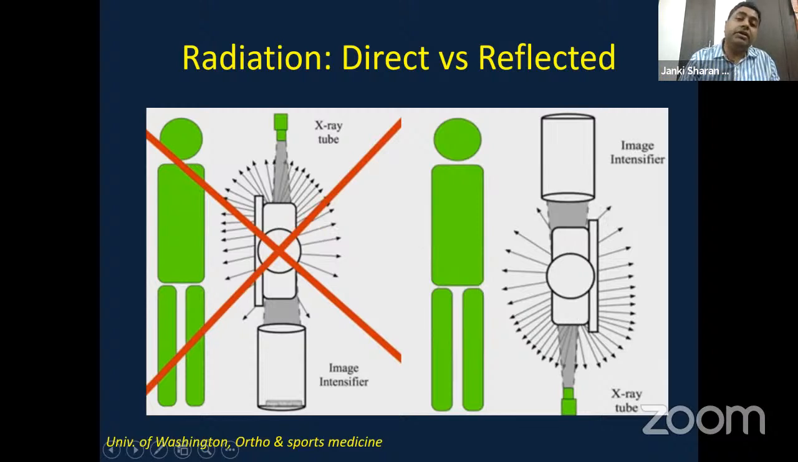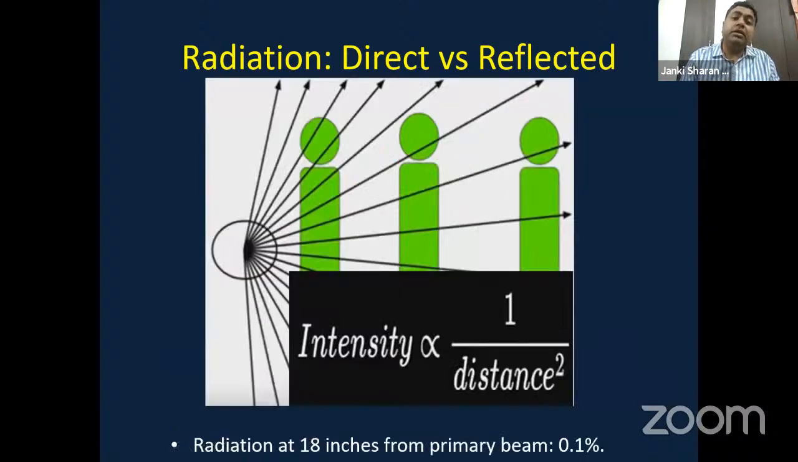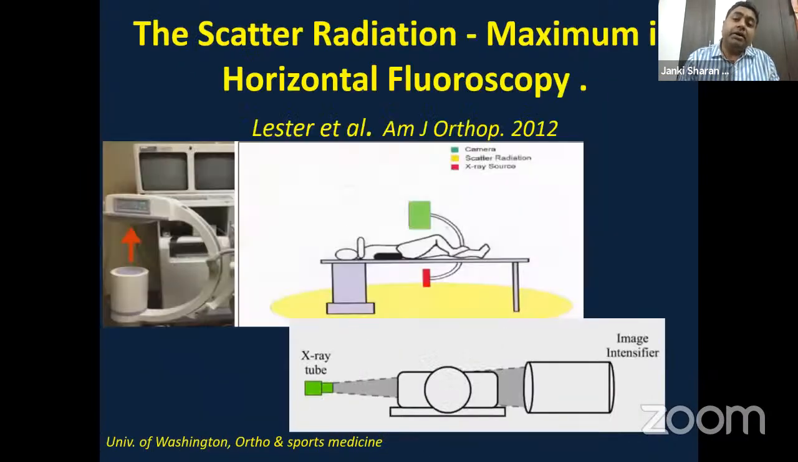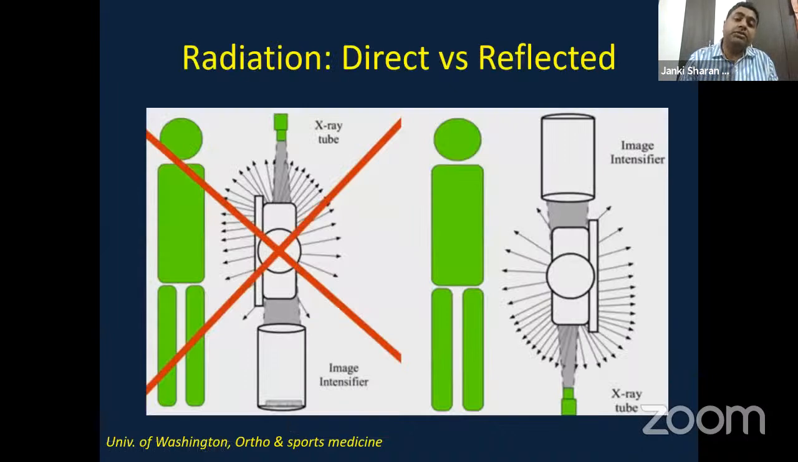When you are using the X-ray tube down, then you are getting more radiation towards your legs and lesser towards your face. One more thing from this picture is that it's better to avoid standing behind the X-ray tube, because there you can get more reflected radiation, since it gets reflected from the patient or the bed.